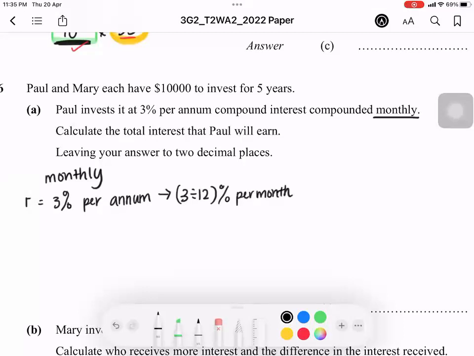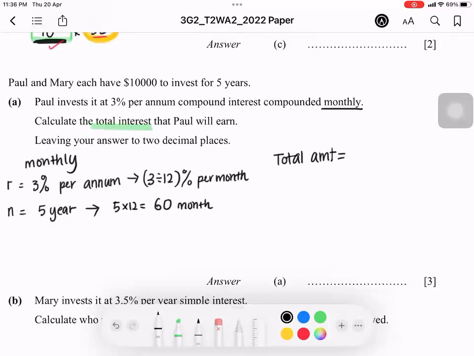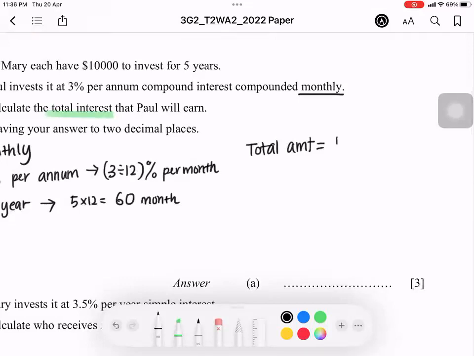Okay, then next I got the number of times is 5 years, but 5 years cannot be correct, right? I need to change it to month. 1 year have 12 months. So this one will be 5 times 12 to give me 60 months. They want to find the total interest. Remember to check your formula. Compound interest starts with total amount, not the interest, total amount. Then P equals to 1 plus R over 100 to the power of N.